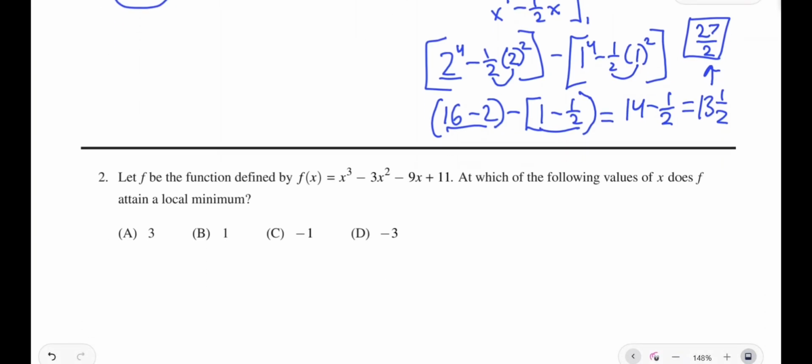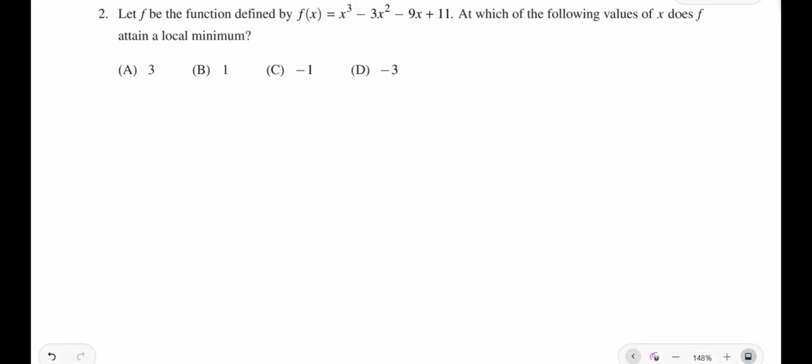All right, so now number 2. Let f be the function defined by f of x equals x cubed minus 3x squared minus 9x plus 11. At which of the following values of x does f attain a local minimum?